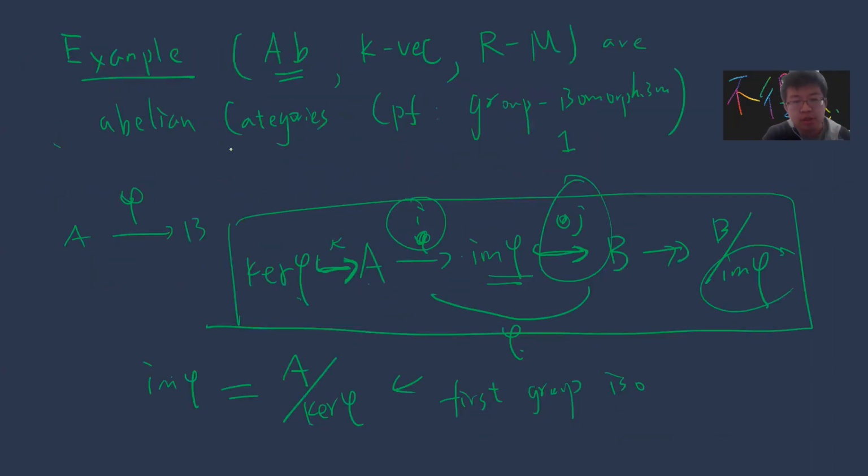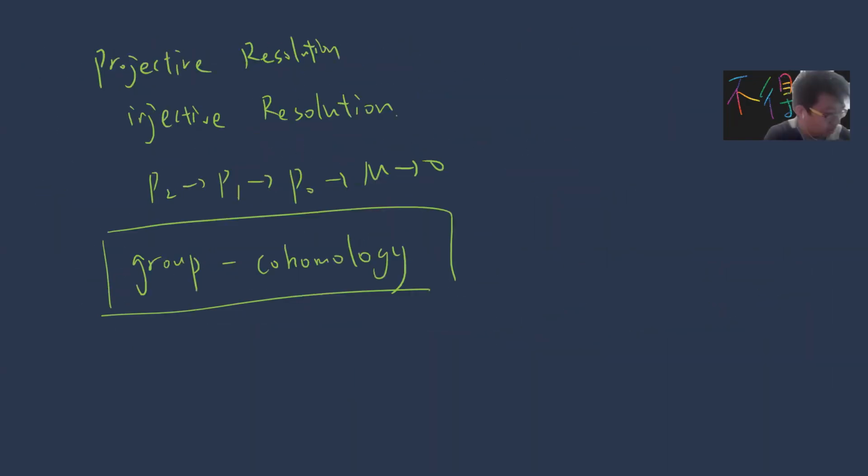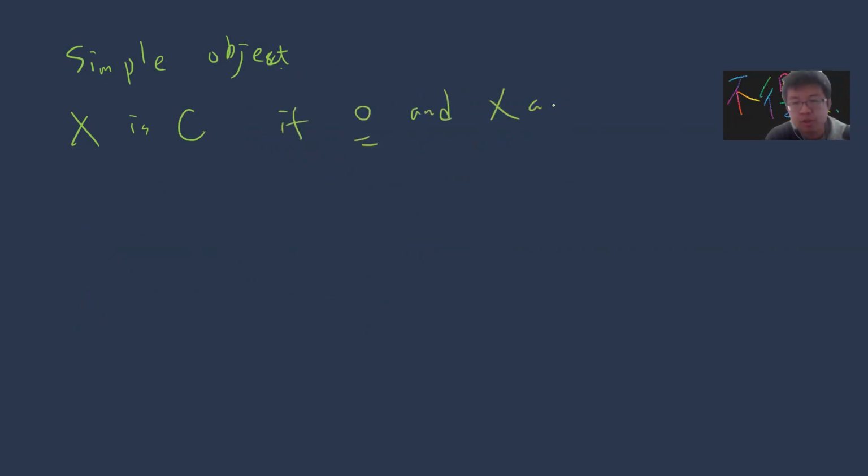Okay, so the final idea that I want to introduce, which I think is a little bit important, is a simple object. Let's say X is a simple object in the category C if the zero object and X are the only sub-objects.